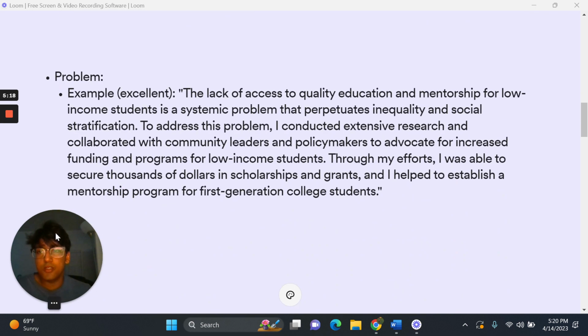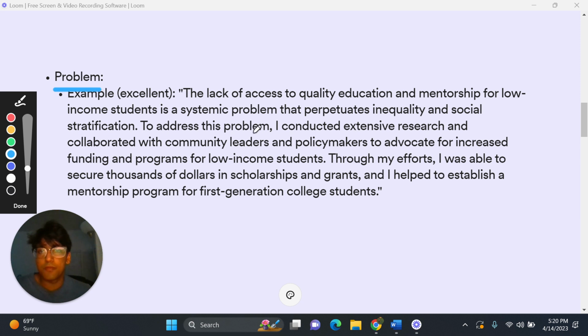Okay, let's go to the problem. So this is an excellent example of how to write about the problem. The lack of access to quality education and mentorship for low-income students like myself is a systematic problem that perpetuates inequality and social stratification. To address this problem, I conducted extensive research and collaborated with community leaders and policymakers to advocate for increased funding and programs for low-income students. Through my efforts, I was able to secure thousands of dollars in scholarships and grants, and I helped to establish a mentorship program for first-generation college students.